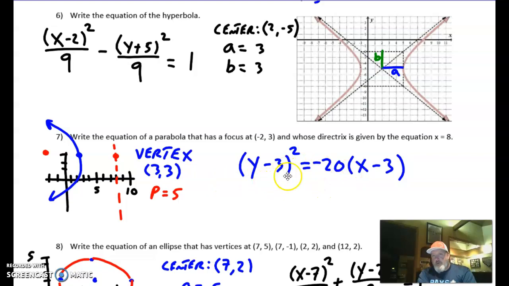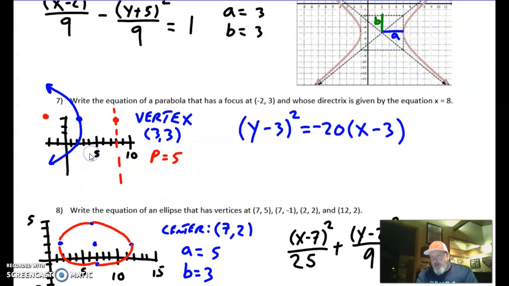If it opens left or right, it's y squared. Since it opens to the left, this has to be negative. You do not have to draw the rough sketch. I do think it helps, however.